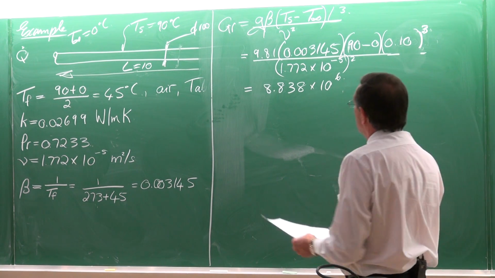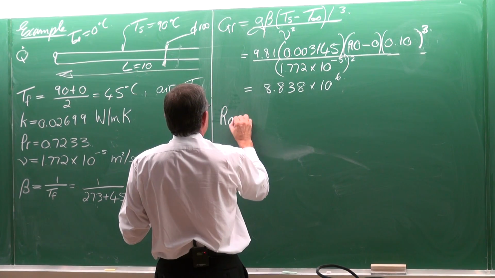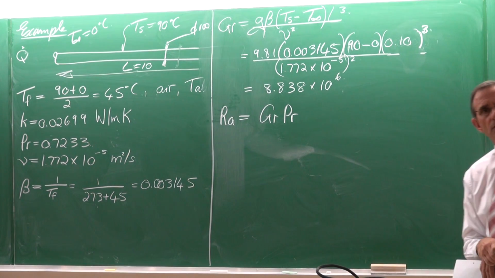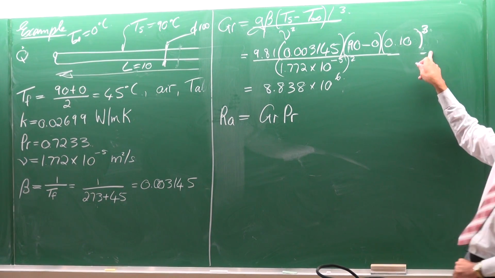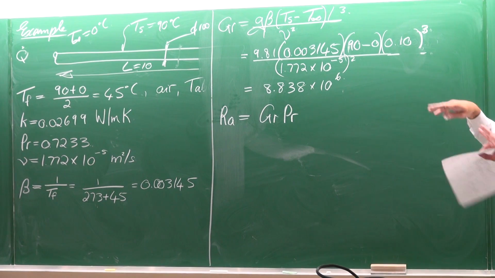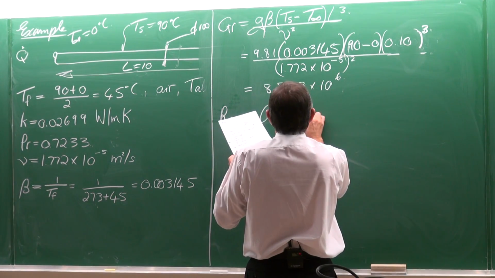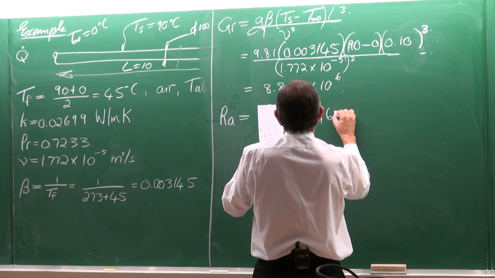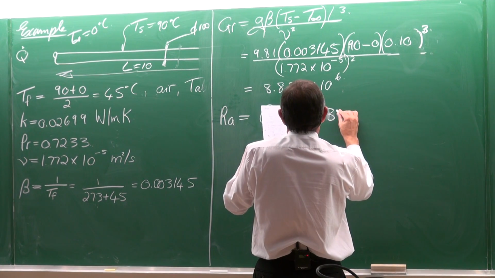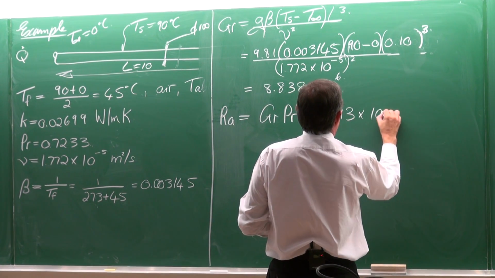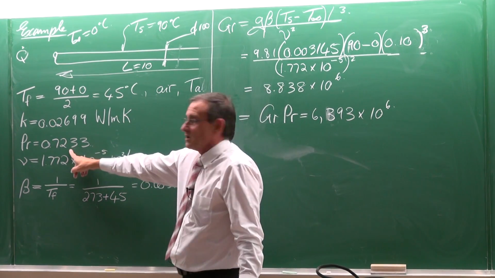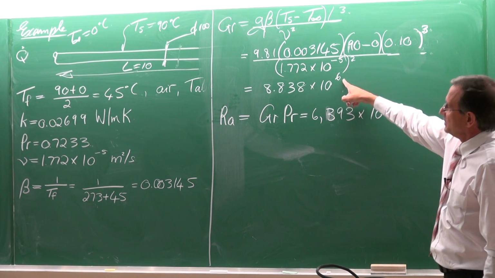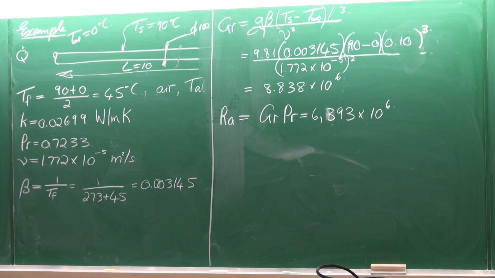Okay. Now, we need the Rayleigh number. The Rayleigh number is equal to the Grashof number multiplied by the Prandtl. Of course, you could have done it directly. You could have just put in the Prandtl number there and directly determine the Rayleigh number. I prefer not to do it like that. And if you can calculate it, it is equal to 6.393 multiplied by 10 to the 6. You can see the Prandtl number is 0.7233, so it is just that multiplied by 0.7233, and then you get the Rayleigh number.